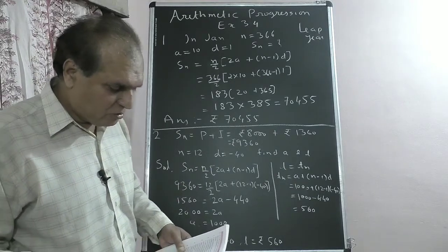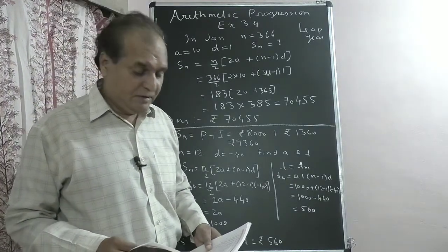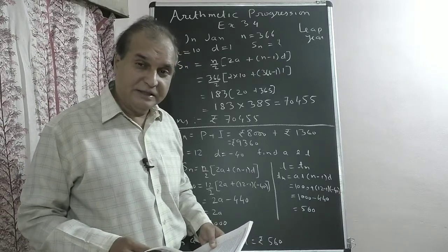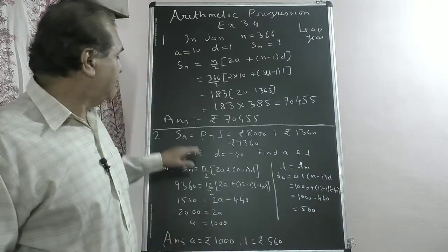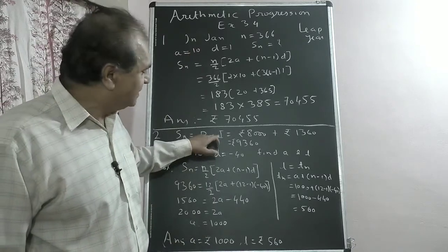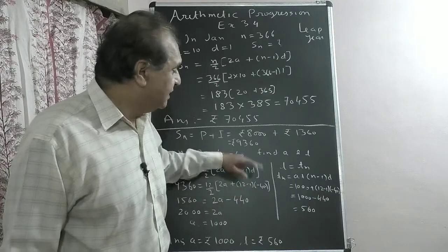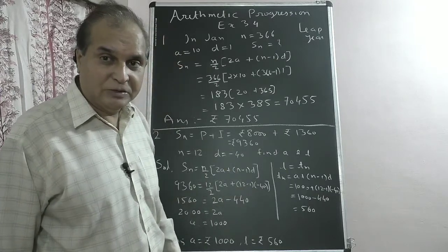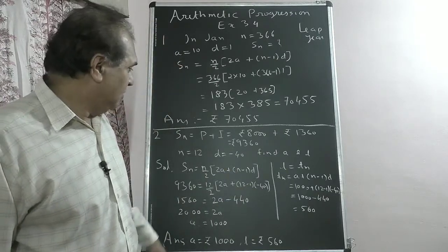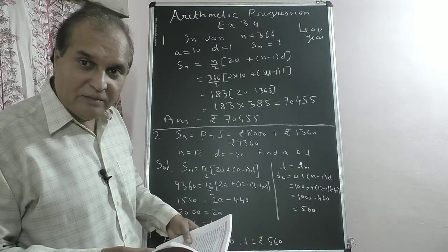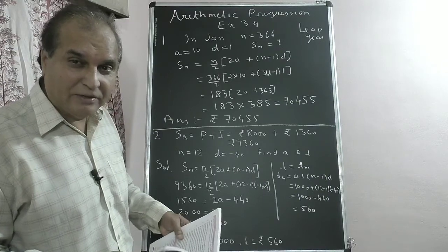A man borrows rupees 8,000 and agrees to repay with total interest of 1360. So your Sn becomes principal plus interest, rupees 8,000 plus rupees 1360. That is rupees 9360. Understanding? Okay. And in 12 months he has to return the amount. So n equal to 12.